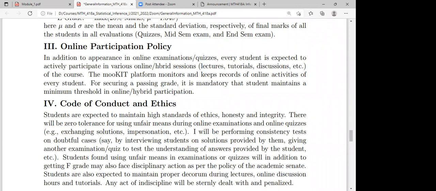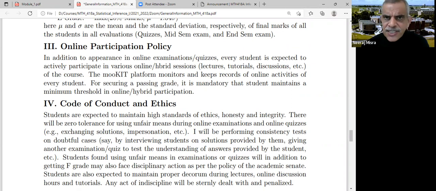In fact, I would encourage you to use the forums. So forums, anybody can answer the question, but if I feel that answer is not correct, then I'll intervene and I'll give the correct answer. So I would encourage everybody to use forums. Any other question?